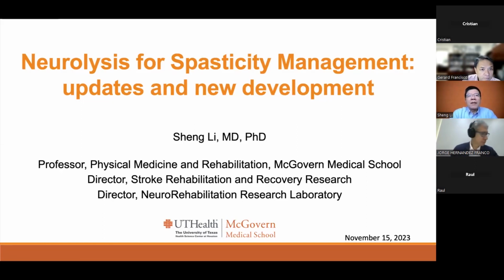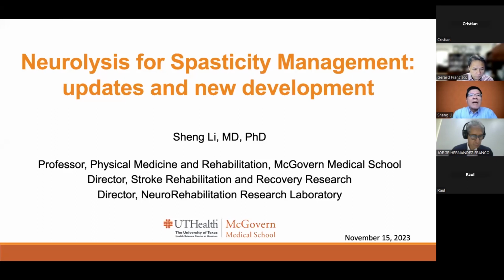Today, I would like to share my experience on neurolysis for spasticity management update using phenol neurolysis and cryoneurolysis. I know this is the botulinum toxin special interest group. But as we know, spasticity management has a range of interventions, including modality, toxin, nerve blocker with phenol and cryo, and surgery and baclofen pump. So today I will cover the neurolysis.